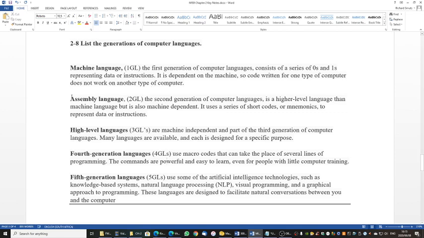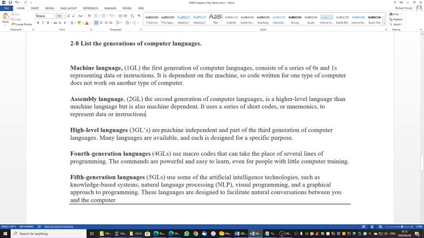Then we have assembly language. There is one called assembler, that is used to program microcontrollers. It is the second generation. It is a higher level language, in other words, easier to use than machine language, but it is also machine dependent. So it will be written for a specific computer, and it uses a series of short codes or mnemonics to represent data or instructions. So we could just tell it read something into memory or take something out of memory.